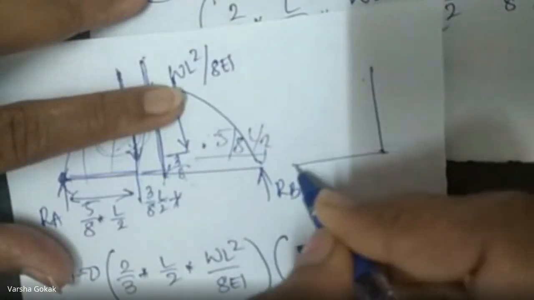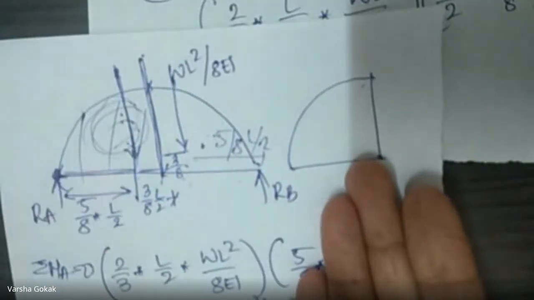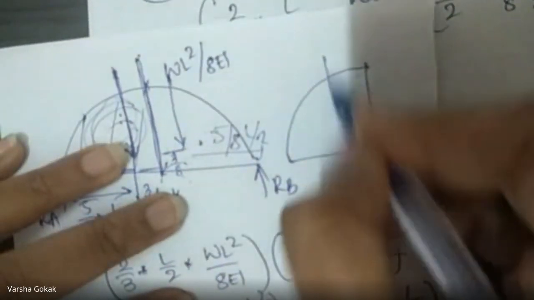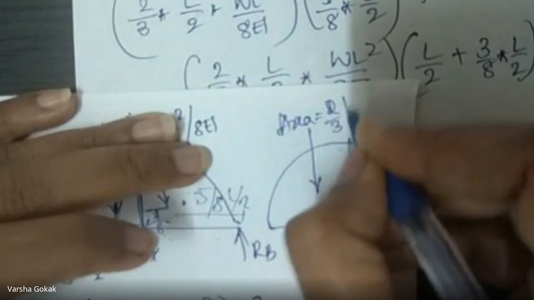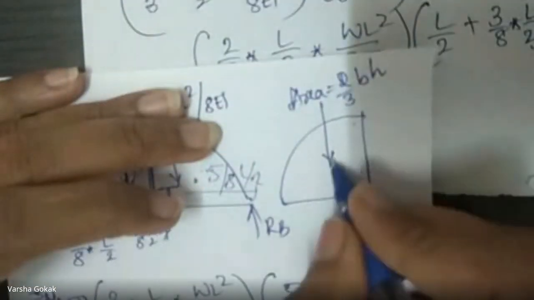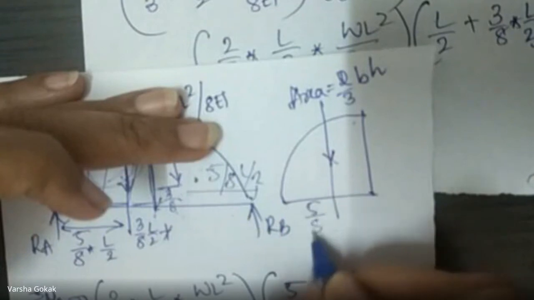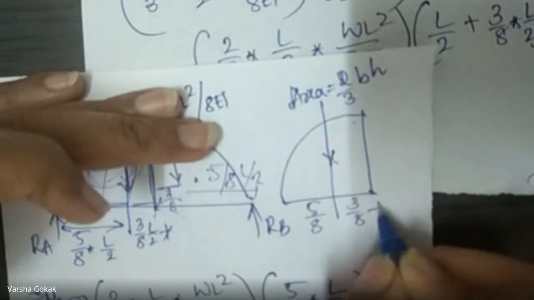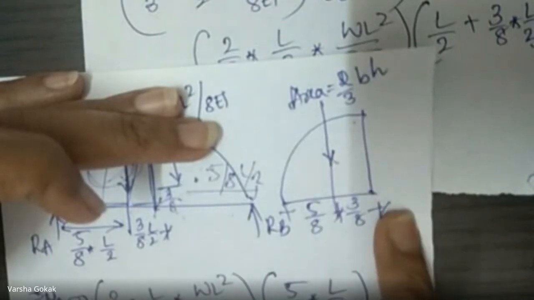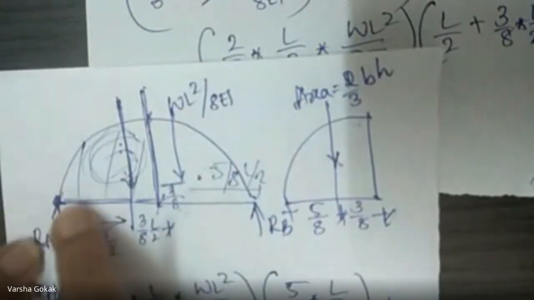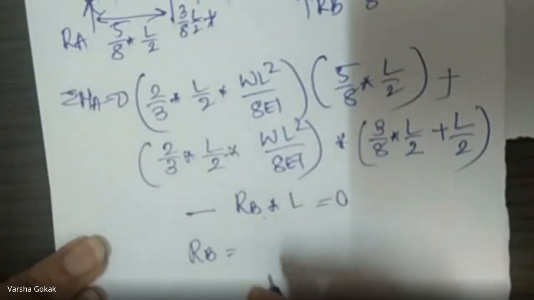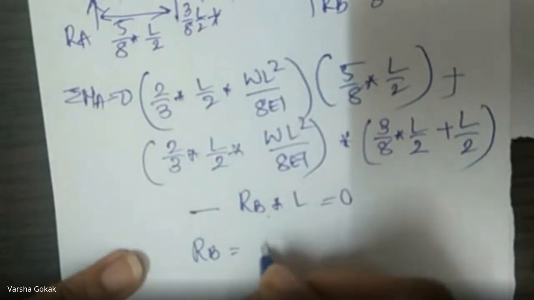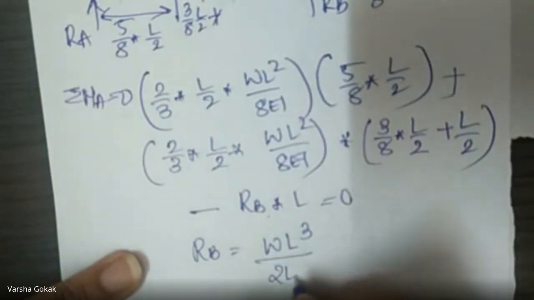Area into CG. So if you want to know how to calculate CG, it is looking like a quarter circle, but it's not a quarter circle. So first CG is here. This is the area. How do I get the area? It is 2/3 base into height. CG distances are what? This side it is 5 by 8 and this side it is 3 by 8. Remember this diagram. And we took moments at this point. So once you write this, from here only RB is unknown. We get the value of RB. I will directly give you the value of RB. RB equal to WL cube by 24 EI.